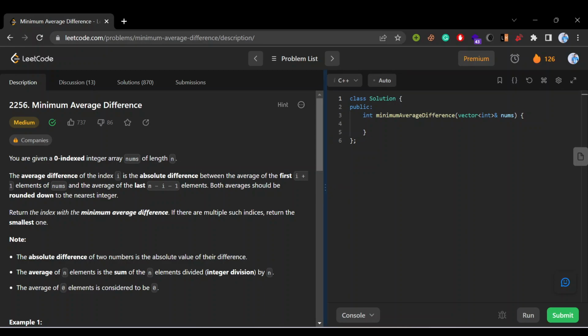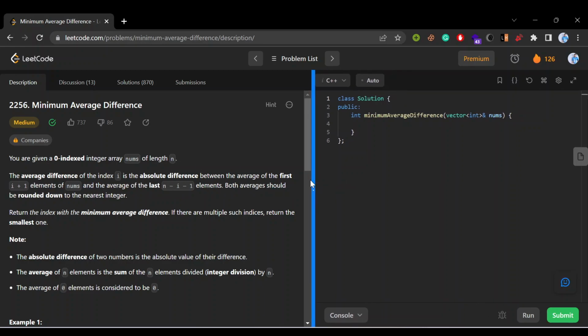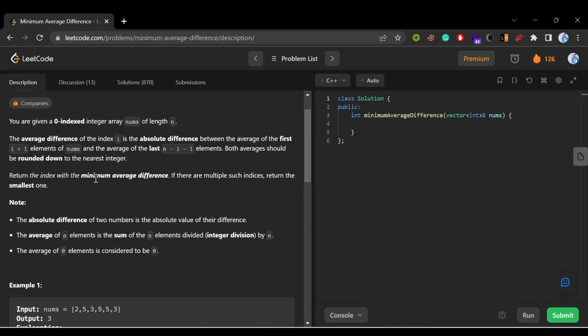So we are given a zero-indexed integer array nums of length n. The average difference of the index i is the absolute difference between the average of the first i plus 1 elements of nums and the average of the last n minus i minus 1 elements. Both averages should be rounded down to the nearest integer. Return the index with the minimum average difference.